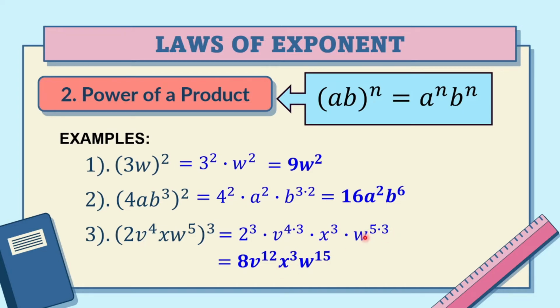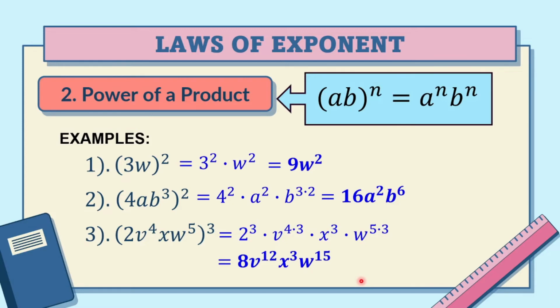Then, proceed tayo kay base na w. We have w raised to 5 times 3, that is w raised to the power of 15. So the final answer is 8v raised to the power of 12 x cubed w raised to the power of 15. And that's the power of a product.